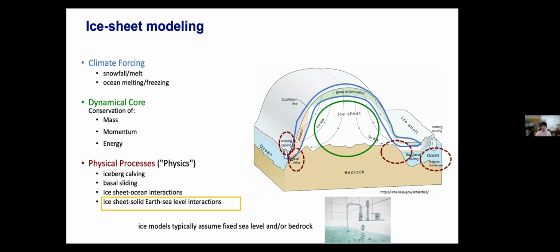And just to explain a little more on what that is, ice sheet models typically assume either fixed or no sea level, and also typically assume fixed bedrock, especially ice sheet models that are built for predicting future projections. So I'll get into a little bit more detail on that as well. But in reality, when ice sheets evolve, sea level also changes, and then the solid earth underneath the ice sheet also changes. So you really need to capture these different feedback mechanisms that can influence ice sheet dynamics.